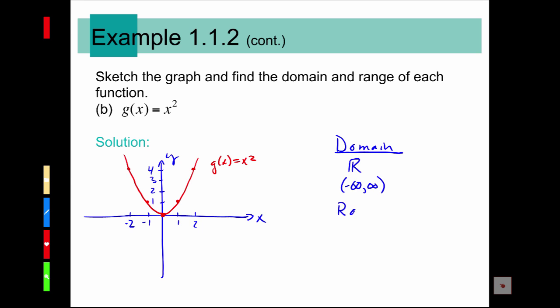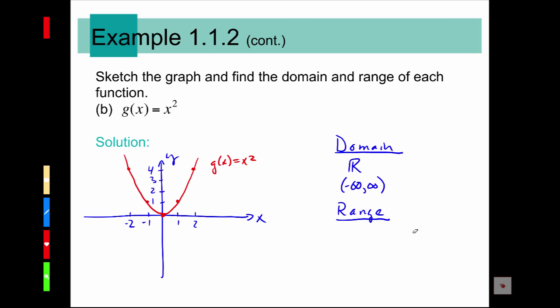What about the range? Well, we can see that the range of this function is not the whole set of real numbers because we never get an output value that's negative. And in fact, we can see from the graph that the output values are always 0 or positive. They're all non-negative real numbers.